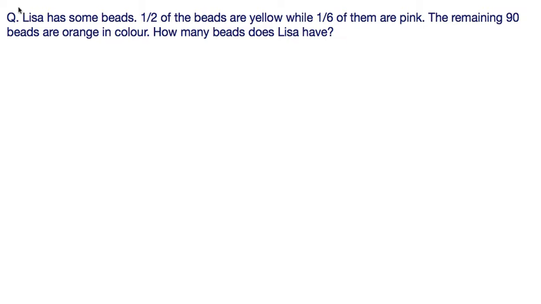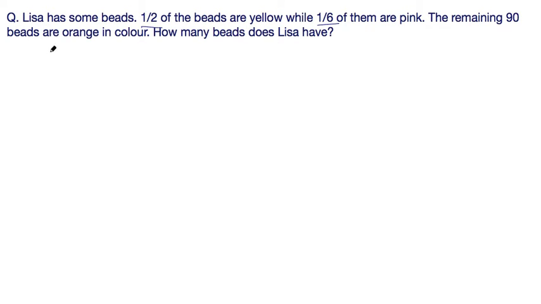From the question you can see here that Lisa had some beads. We don't know how many beads Lisa has. That's the question, because you can see at the end, how many beads does Lisa have? Then what information do we have? Half of the beads are yellow. Whatever number of beads she has, half of them are yellow, and 1 by 6 of them are pink.